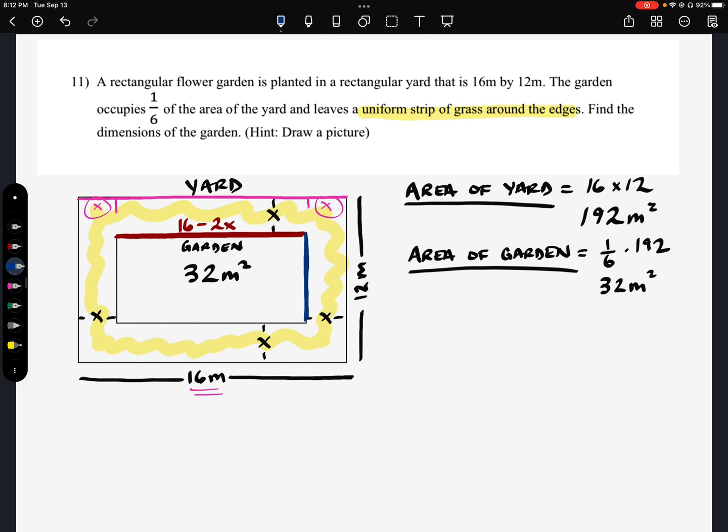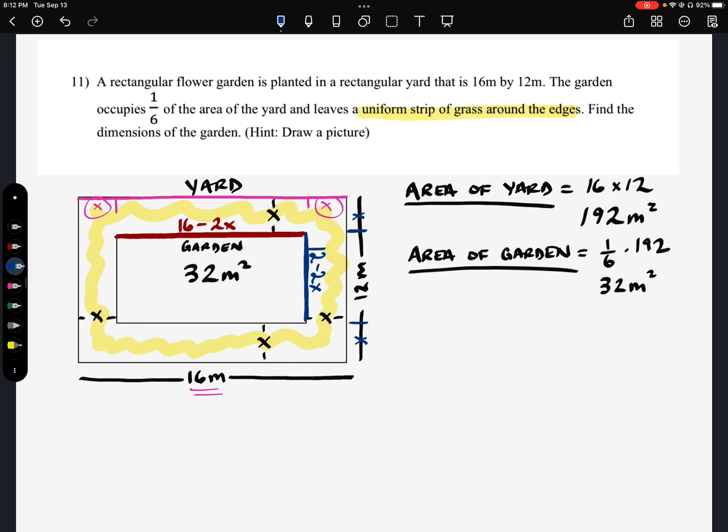And then the same thing with our blue side, right? We're going to cut off, from our 12, we're going to cut off an x, and then we're going to cut off an x on this side, right? So we're actually going to have that full 12, but then we have to take away x twice. So that dimension would be 12 minus 2x.